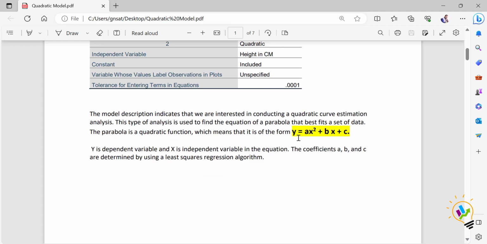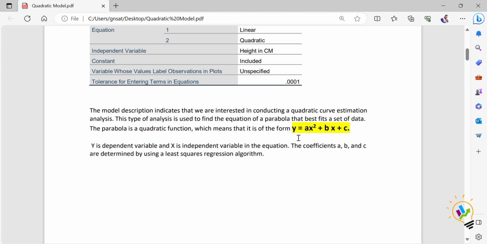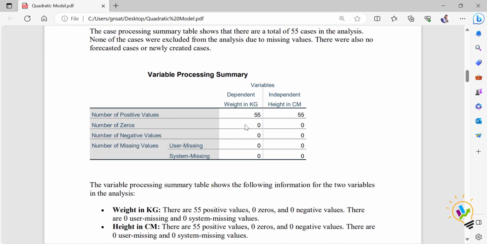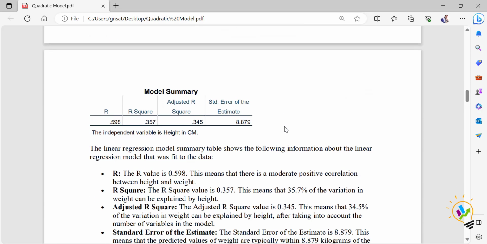Y equals ax square plus bx plus c, where y is the dependent variable and x is the independent variable. A, b, c are determined by using a least squares regression algorithm. Now the model summary: we already know there are 55 individuals' data available, both for weight and height, we have 55 respondents. Now this is the model summary for linear regression.